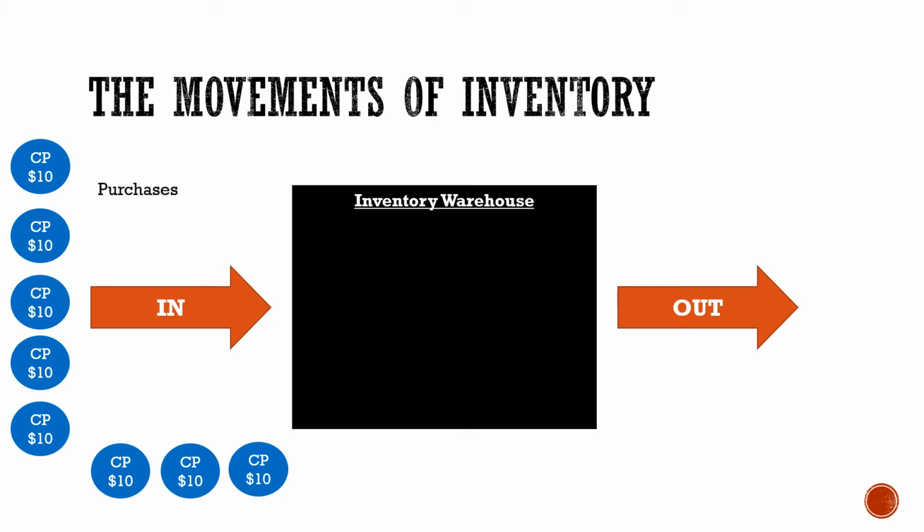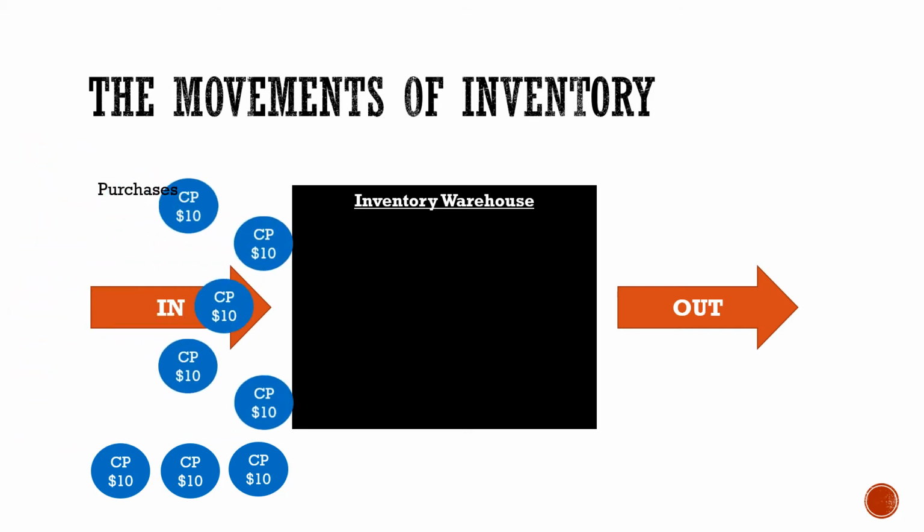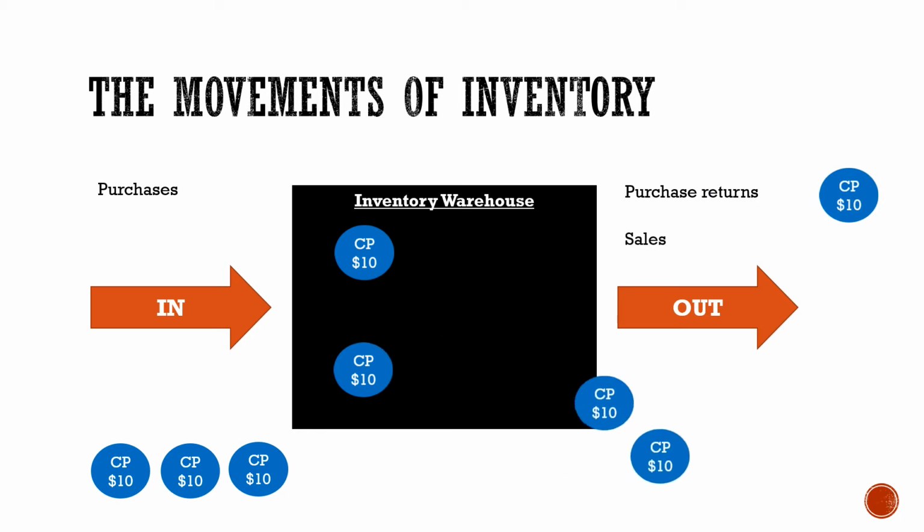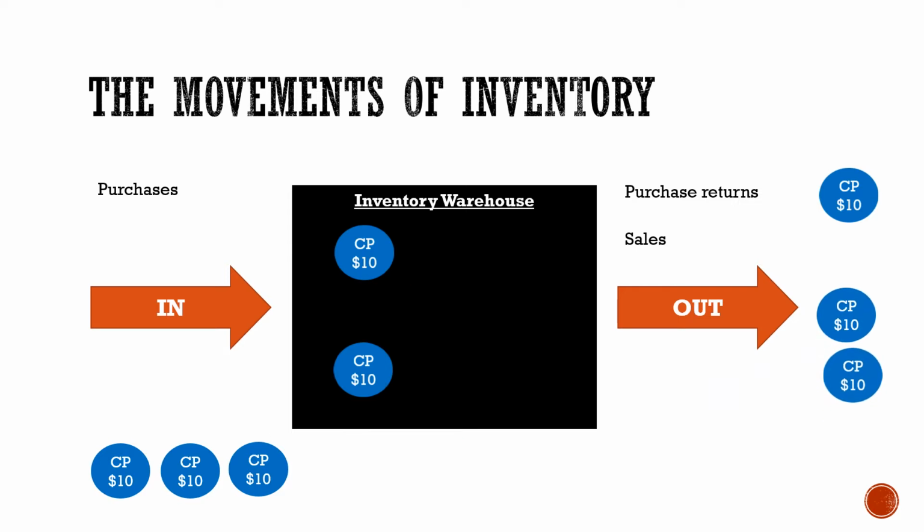The first one is purchases. When we make purchases of inventory, this leads to inventory coming in to our warehouse. When we return the purchases to the supplier for whatever reason, this leads to inventory going out of the warehouse. When we make a sale to a customer, the inventory also goes out of the warehouse. And when the customer returns inventory to us, the inventory comes back in to the warehouse.